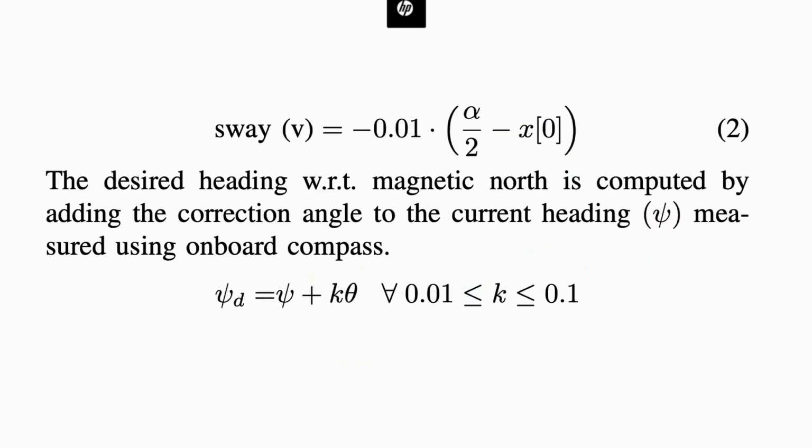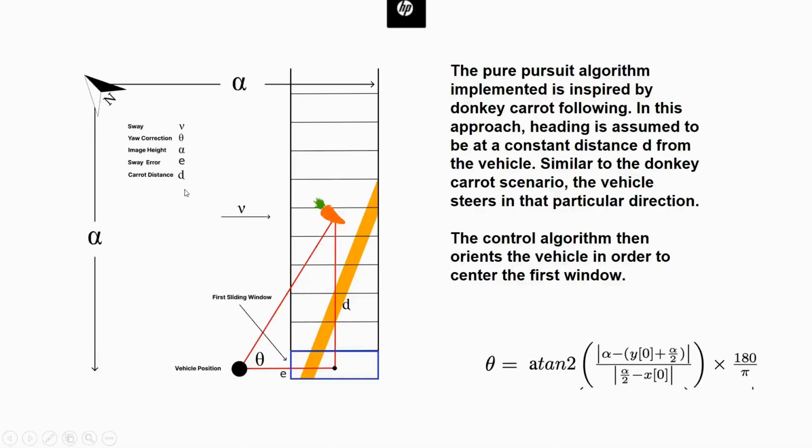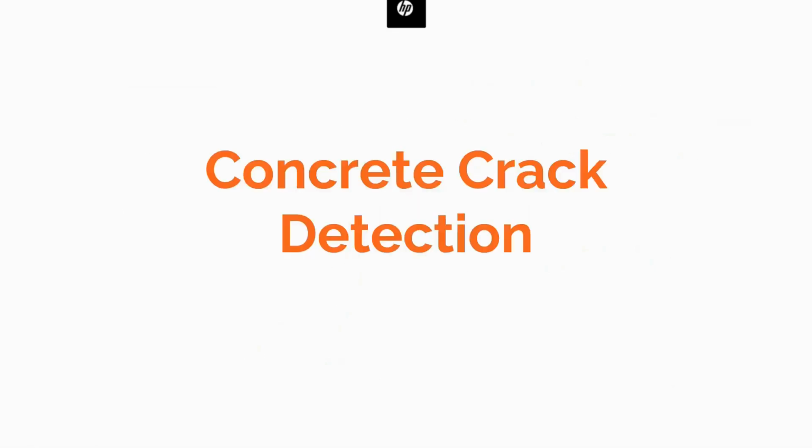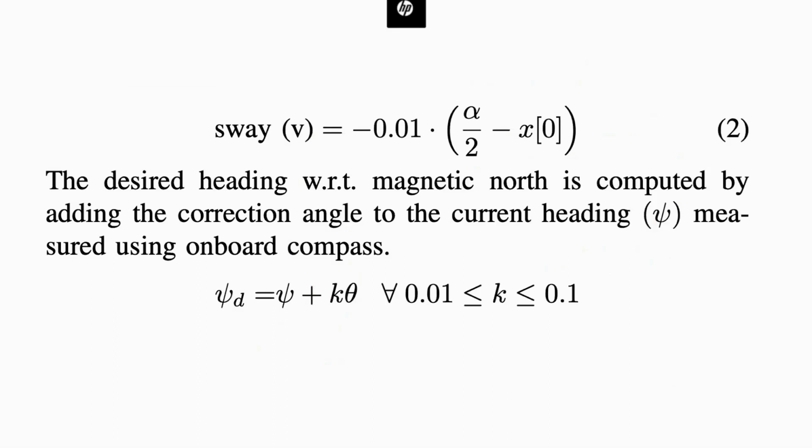So this method we are using to calculate both the errors, and then we're using a k variable to limit the extent to which the values are being applied. These theta angle and the sway error are being applied, and we're getting the orientation of the current heading of the ROV, and we're adding it to the k theta value. So based on that, we have the control of the ROV to follow the rope.